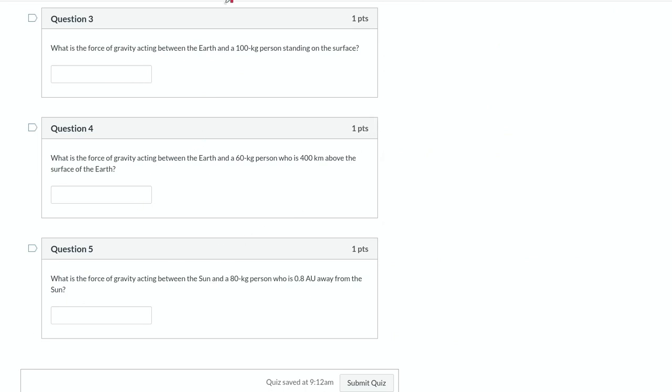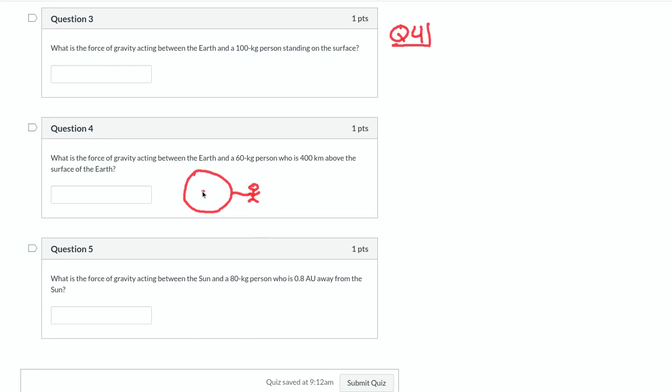Q4. The force of gravity, here we go. What is the force of gravity acting between the Earth and a 60 kilogram person who is 400 kilometers above the surface of the Earth? So this is similar to the last problem. I have the Earth, but now instead of standing on the surface, this person is 400 kilometers above the surface. All right, maybe in outer space or whatever.